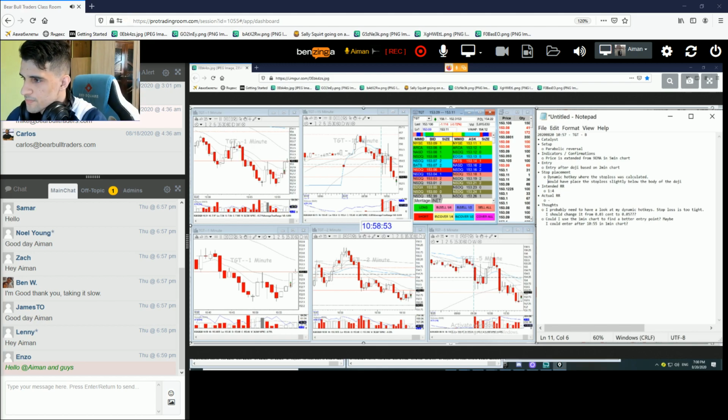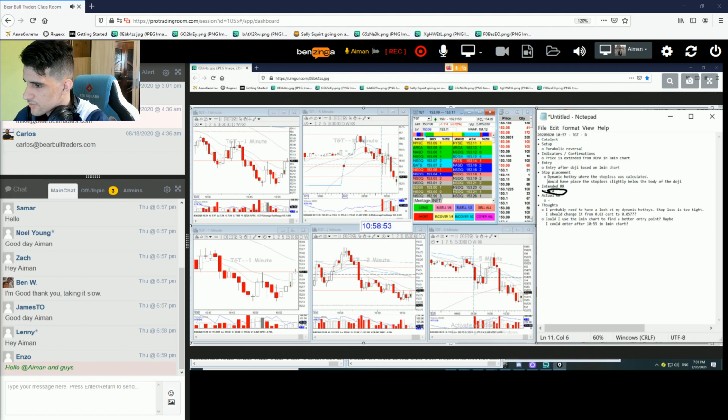So your first trade is from Bitang. Bitang traded TGT. That was today or yesterday. It's today. So the catalyst, no catalyst I guess, setup, parabolic reversal. You try to catch it for a parabolic reversal. I see that. Indicators, the price was extended from the 9 moving average in the 5 minute chart. We'll get to that later when we zoom in. The entry was based on the 2 minute chart after the doji. Stop placement, dynamic hotkey, where the stop loss was calculated, would have placed the stop loss slightly below the body of the doji, intended to get 4 to 1, and you actually ended up getting 0R.